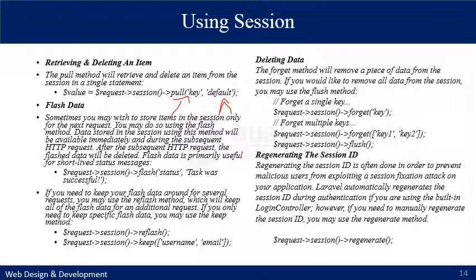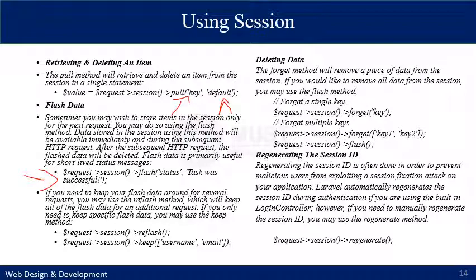You can use the flash method to flash the data, as sometimes you may wish to store items in the session only for the next request. You may do so using the flash method. Data stored in the session using this method will be available immediately and during the subsequent HTTP request. Once that request is done, the flash data will be deleted. Flash data is primarily useful for short-lived status messages. So here is an example that shows how you can use flash messages.